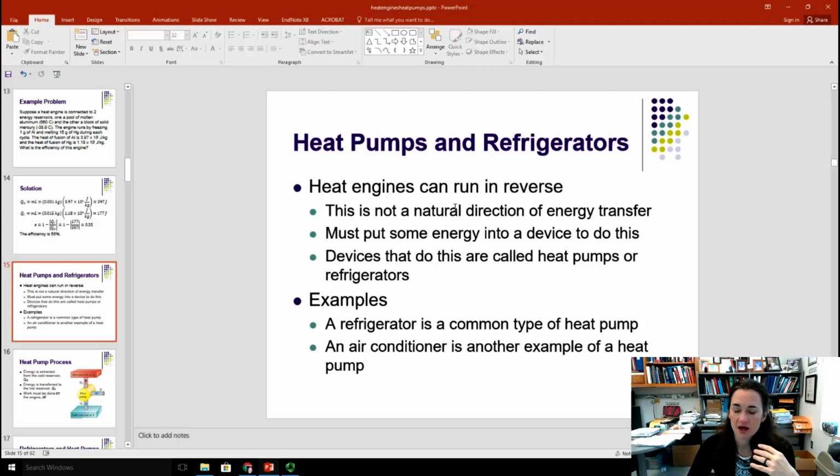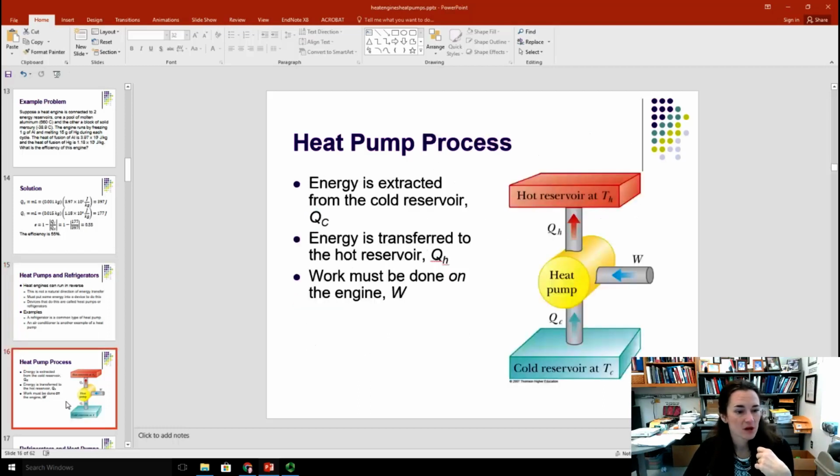Remember that if you put two things in thermal contact and one is hotter than the other, then the heat energy will spontaneously move from the hot to the cold, right? But you can force it to go the other way if you supply an input of energy. And that's what heat pumps and refrigerators do, okay? So a refrigerator is a common type of heat pump, and an air conditioner is another example of a heat pump. So here's the schematic of what's going on.